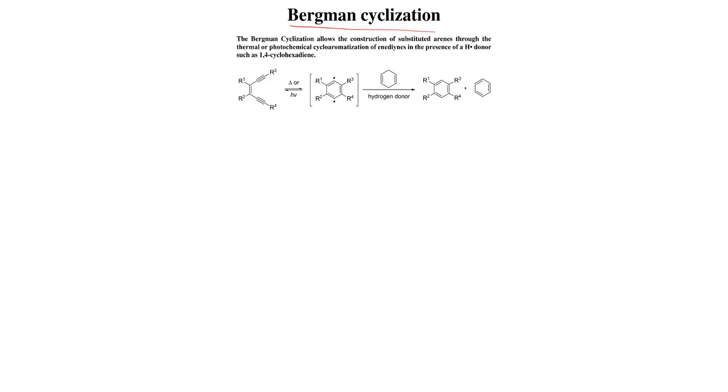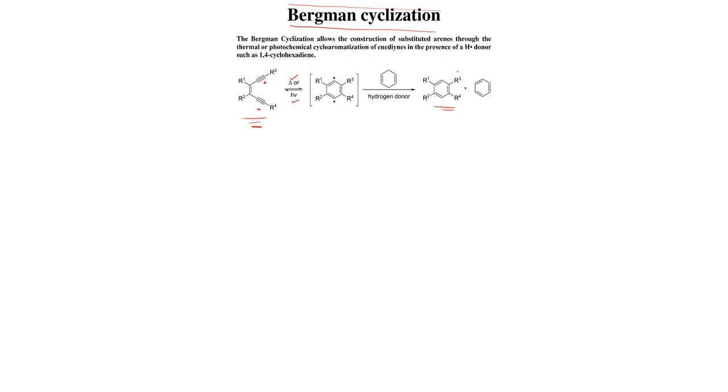Today we will discuss the Bergman Cyclization reaction. In this cyclization reaction, the en-diyne is the substrate. Here is one alkyne functionality and here is the second alkyne functionality. So when an en-diyne cyclizes in the presence of heat or light, it is converted into an arene, a substituted benzene ring.